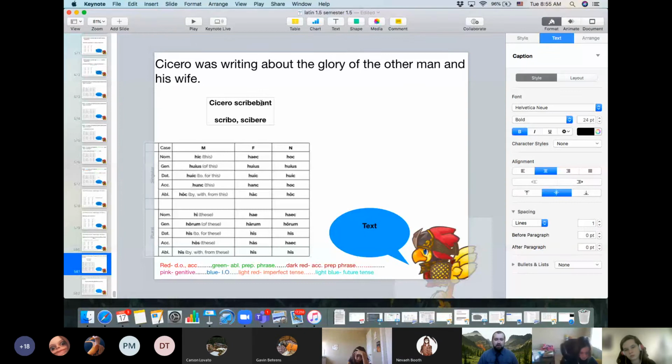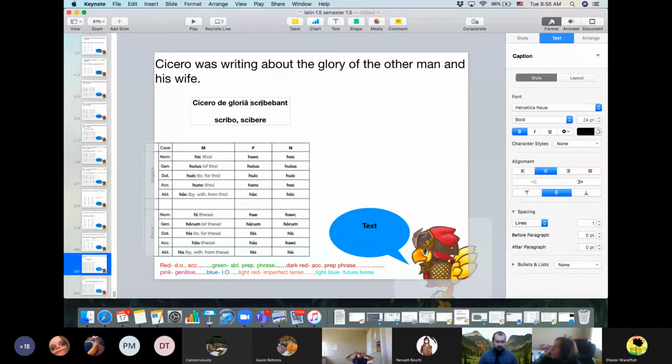And then we know we usually put the verb at the end. So let me back up here. About the glory, how do I do that? How do we do about? What's that word that's from or about? Not sine, that's without. It starts with a D. De. Good. De gloria. And I would put gloria in the ablative, so I need to stick the macron on. Of the other man. So this is where it gets weird.